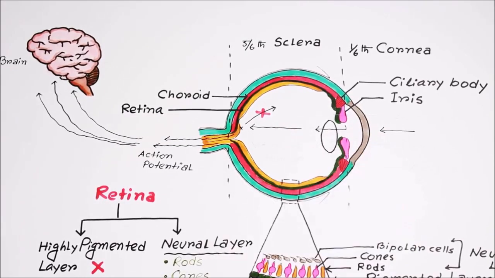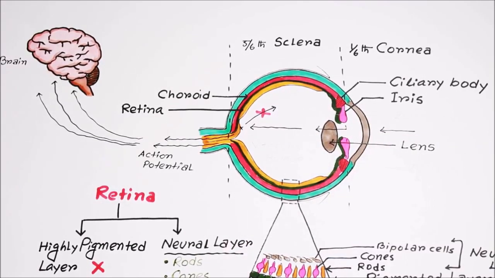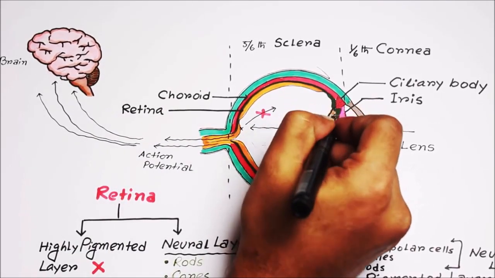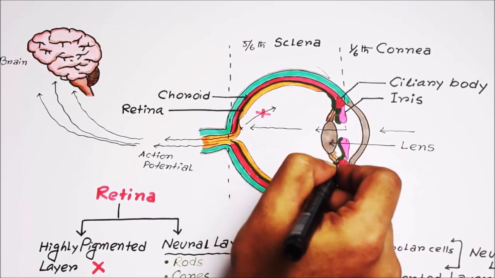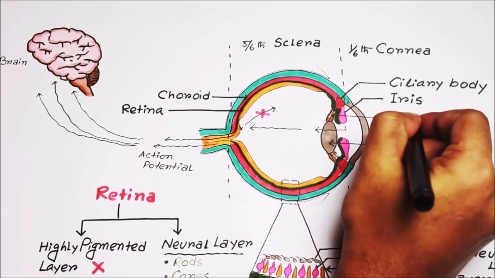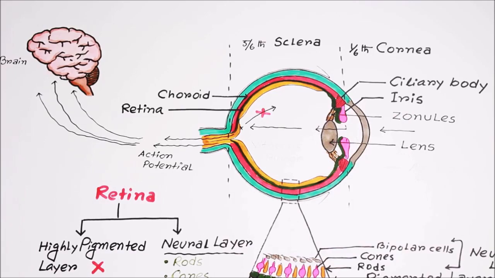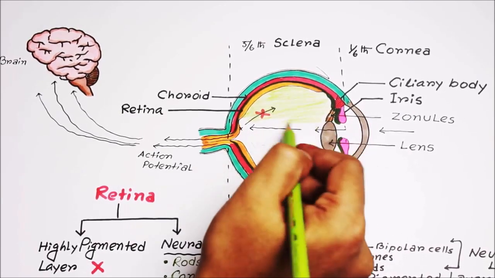Now posterior to the iris is the biconvex lens which refracts light into the eye and allows image to be formed on retina. The lens is suspended through zonules from the ciliary body. These are the zonules. And lens acts as major refractive media and protects intraocular contents.